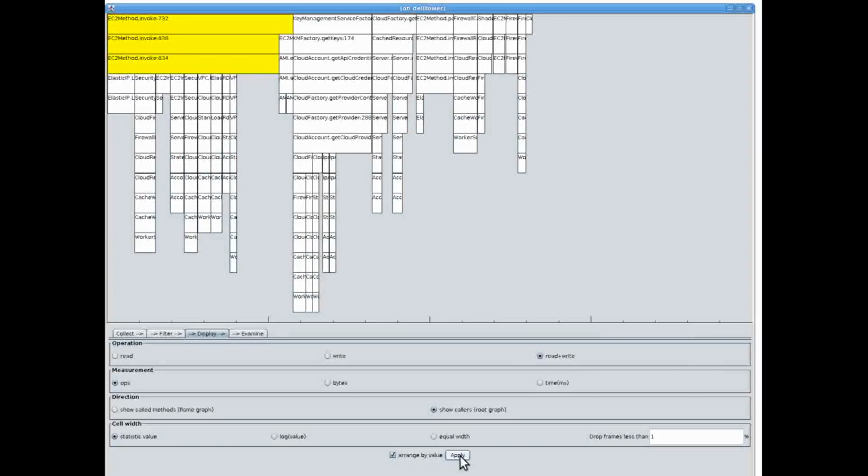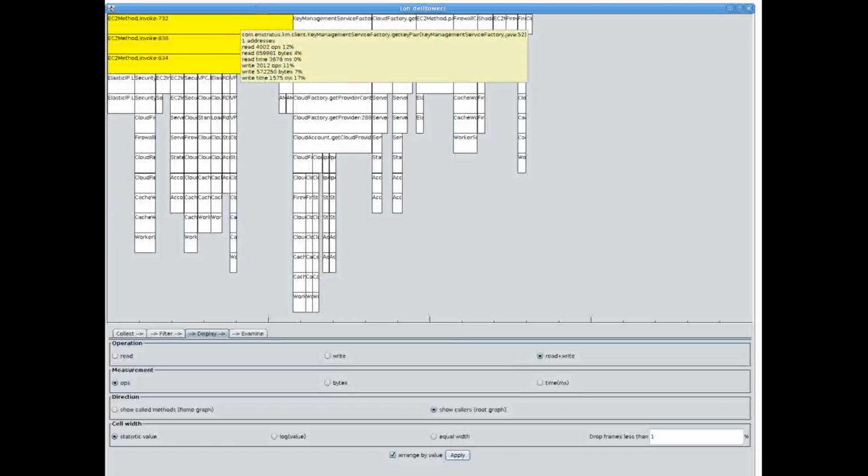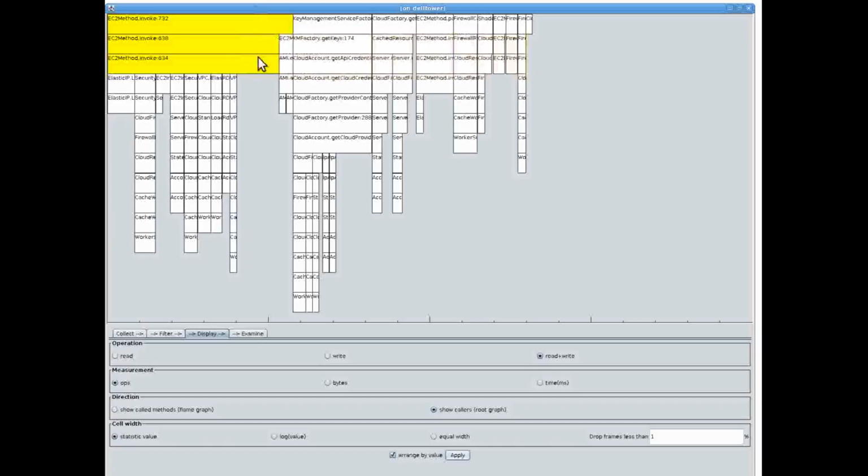Now I have many fewer call stacks shown, a lot more relevant information, a lot of the noise has been removed. I can see right across the top exactly where my application is calling out and using a lot of network resources.